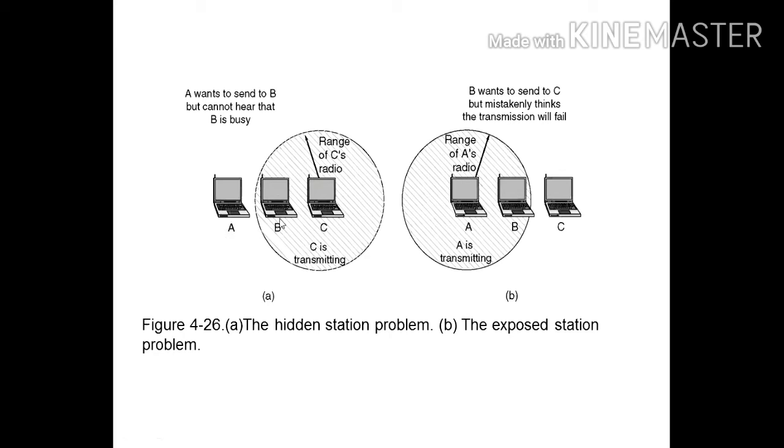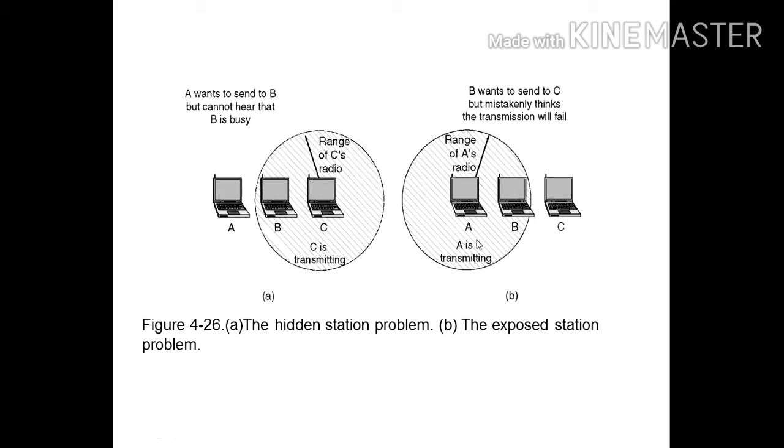Again, I'm explaining. A, B, C are the three stations. If C wants to transmit to B, C senses the medium, finds that the medium is idle, and starts transmitting to B. At the same time, A wants to send data to B. A finds that the medium is idle as no one is transmitting, because A is not in the range of C. And that's why A starts transmitting to B, but B was already talking to C, and that's why there is a collision. This is called the hidden station problem.